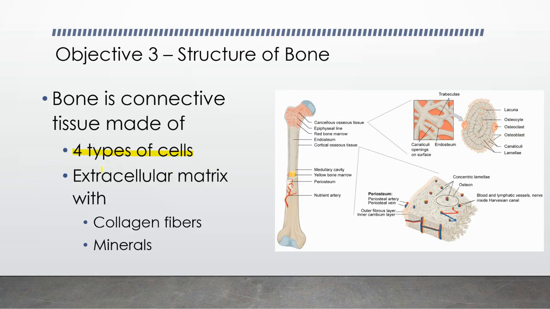There's actually not tons of cells in your bone tissue because the majority of it is going to be this extracellular matrix. And remember, that's the stuff that's on the outside of the cells. That's essentially what determines the type of connective tissue that it is. In bone extracellular matrix, there are going to be collagen fibers, which are just a type of protein fiber, and then there are going to be all different types of minerals.